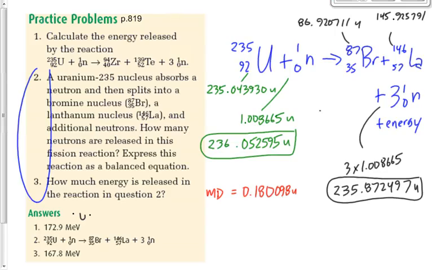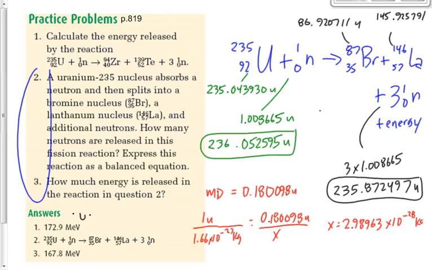Good. And we're going to do that by saying one atomic mass unit is 1.66 times 10 to the minus 27 kilograms. That conversion's on our data sheet, right? Equals 0.180098 atomic mass units over X kilograms. So let's get the mass defect in kilograms now. Who's got that value? 2.98963 times 10 to the minus 28 kilograms.